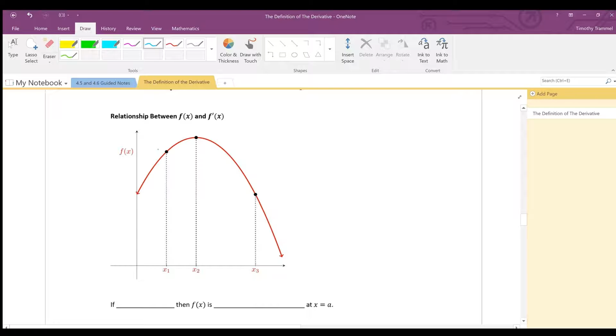So it ends up that we're going to be able to tell whether a graph is increasing or decreasing or neither, just based on its derivative. And so what we have here is a sketch of f of x, and we're going to look at f of x at three particular points here. x1's the first one, and let's try and sketch in the tangent line. Okay, it would look something like this.